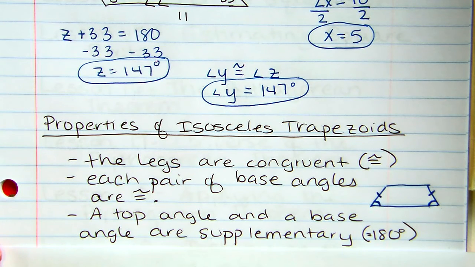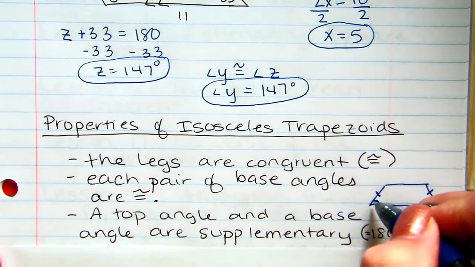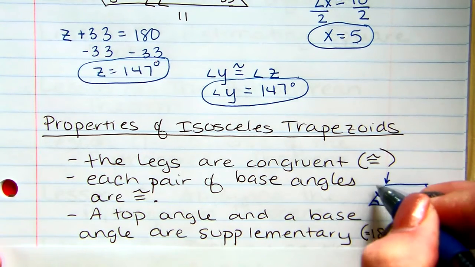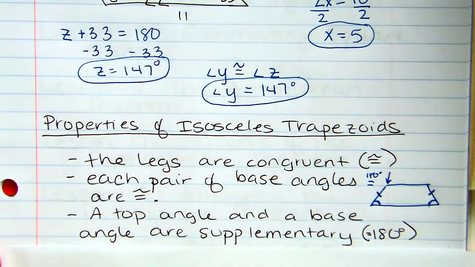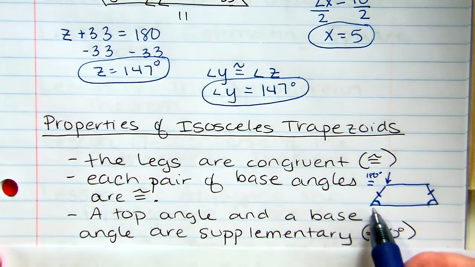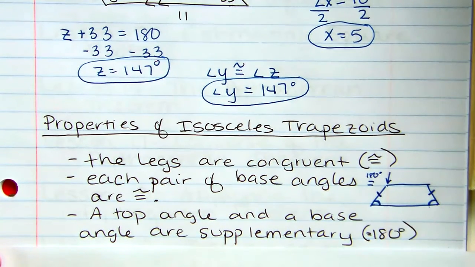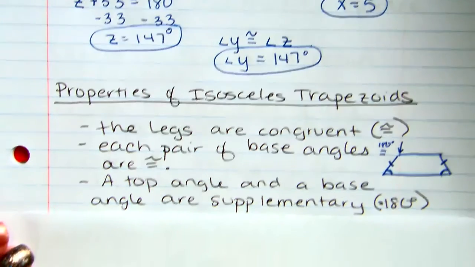Next, the top angle and a base angle are supplementary. So that means that this angle plus the top angle here equals 180 degrees. So once again, the angle on the bottom and the angle up here equal 180 degrees. They are supplementary. So keeping those properties in mind, we are going to move into our second example.